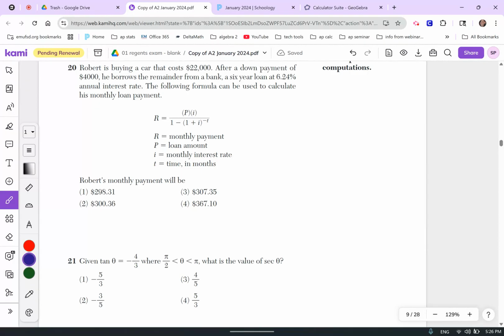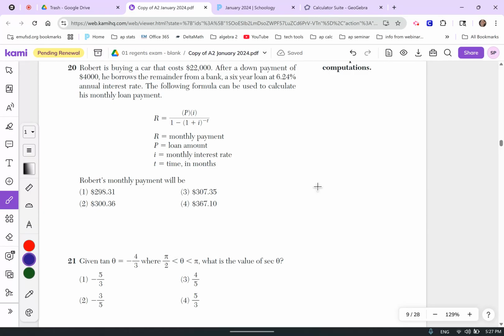He has a 6-year loan at 6.24% annual interest rate, and they give you the formula to calculate the monthly loan payment. They actually want you to find the monthly loan payment, so they want you to find R. A lot of times people are intimidated because the formula looks complicated, but if you just follow along, you're going to find that these are really straightforward problems. You just have to be careful when you're entering it in the calculator.